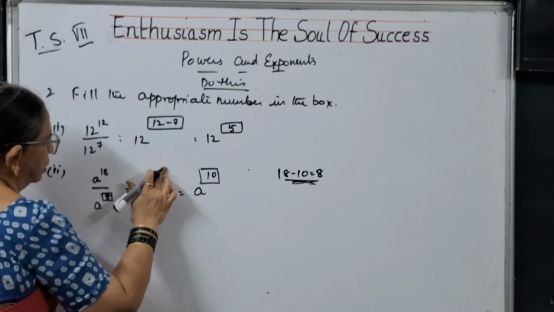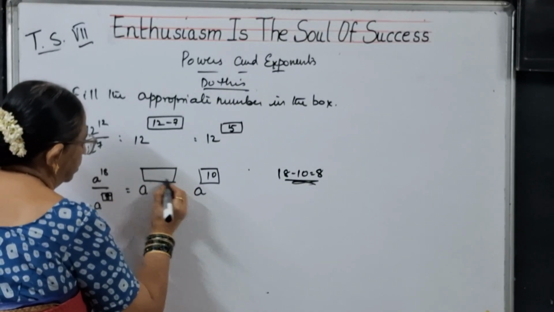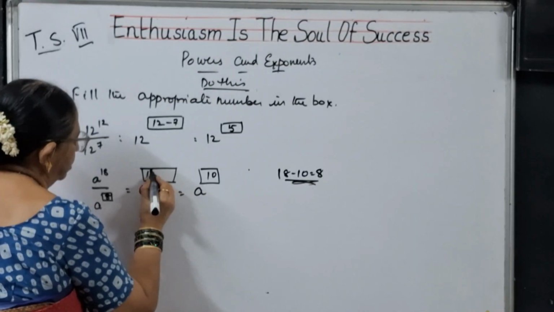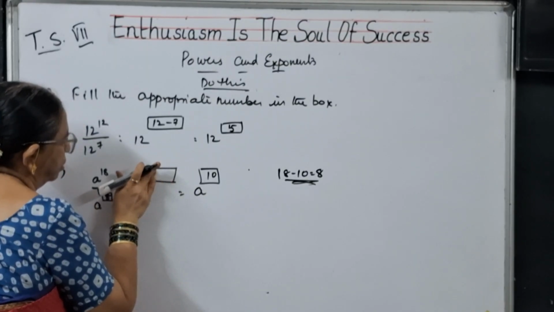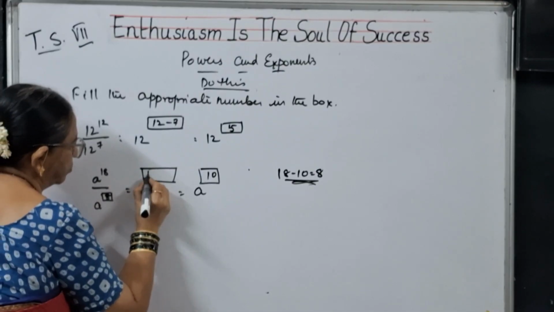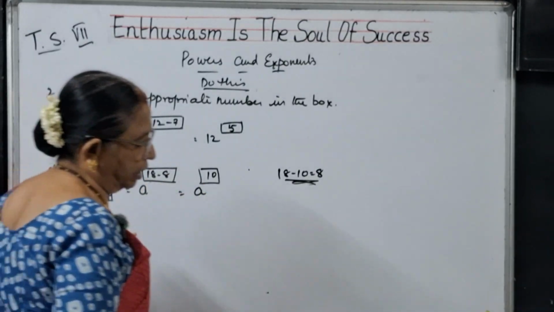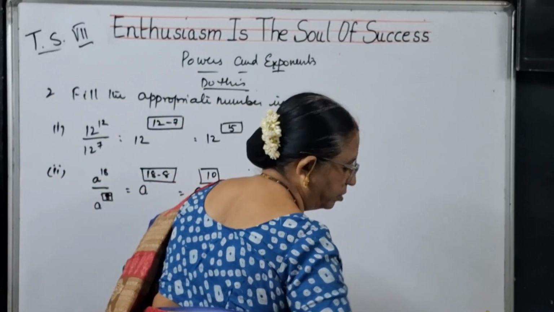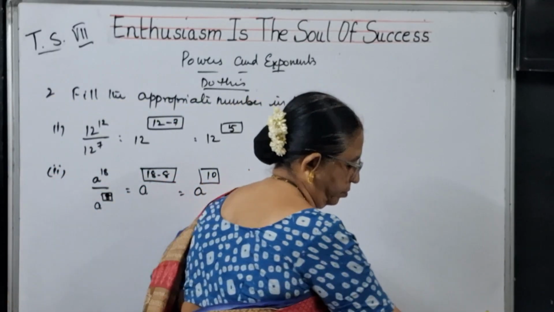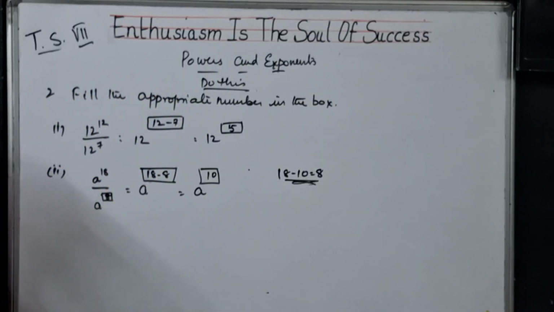So that here you will be writing a to the power of 18 minus 8. That means a to the power of 10 you will be getting. Please copy it, children.